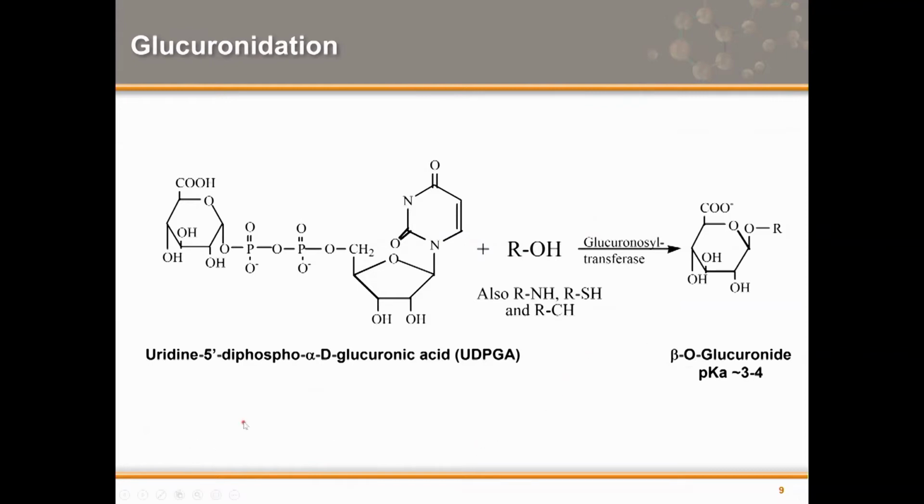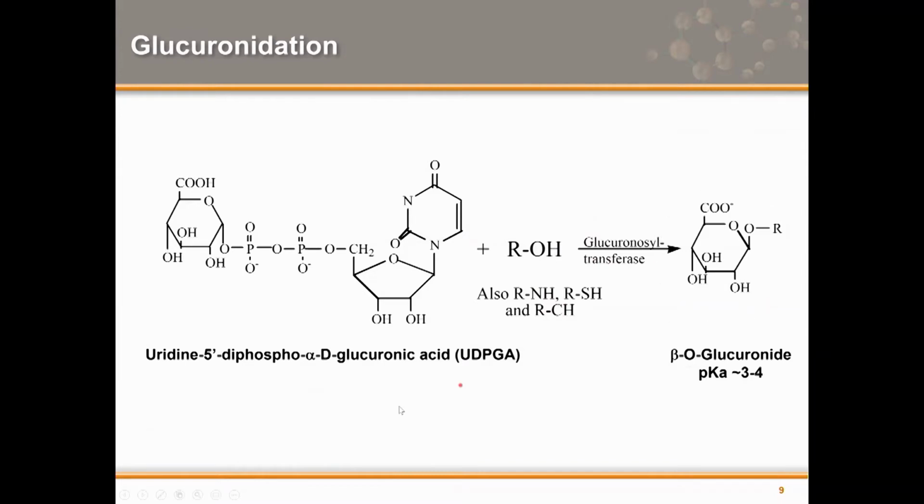And glucuronidation can occur on a nucleophilic oxygen, which is represented here, but it can also occur on a nucleophilic nitrogen, sulfur, or carbon group. The cofactor for this reaction is uridine 5'-diphospho alpha-D glucuronic acid, or UDPGA. The structure is shown here. And this glucuronic acid moiety at this end of the molecule will react with the drug to form this glucuronic acid conjugate.